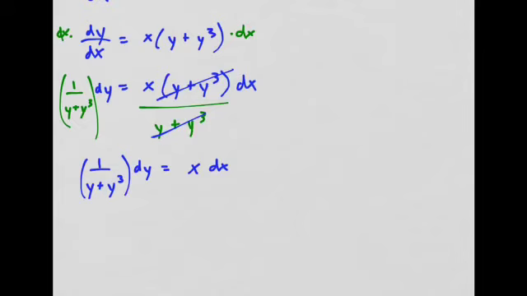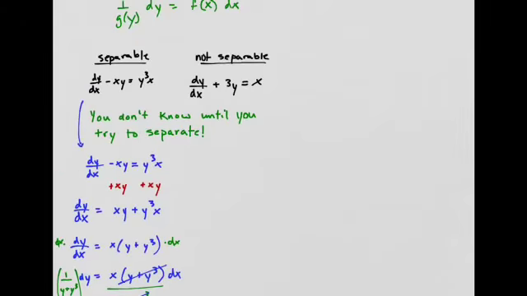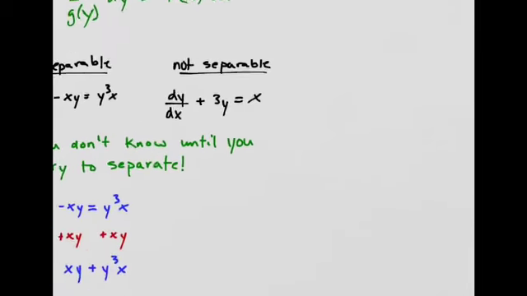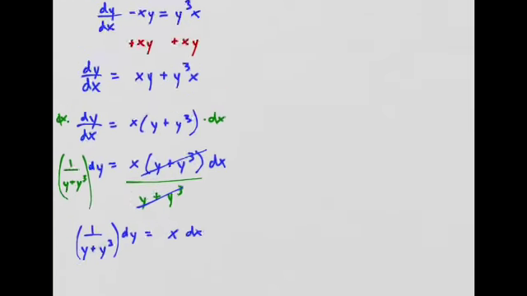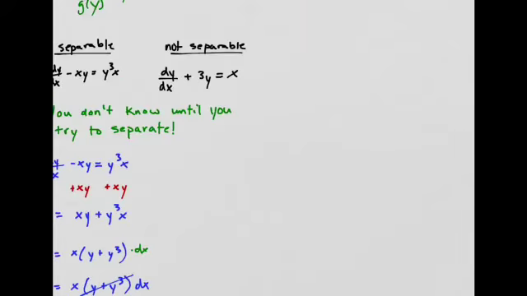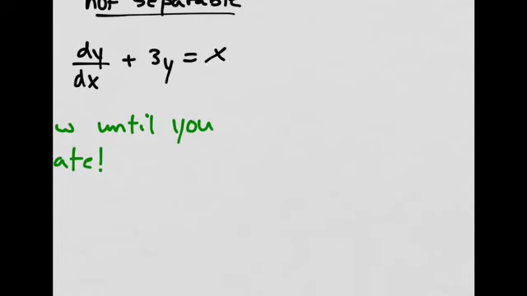See if it's separable by trying to write it as f of x times g of y, some function of x times some function of y. I told you that one was separable, and I hopefully showed you. Hopefully you believe me. And then I want to show you that this one is not separable.